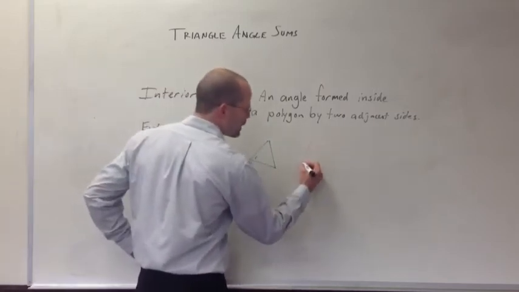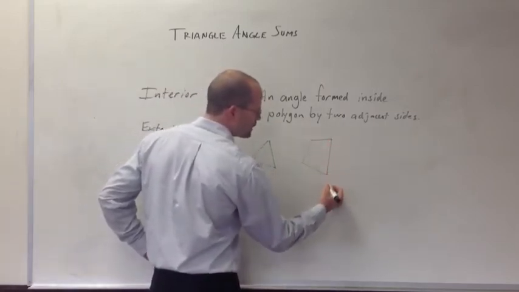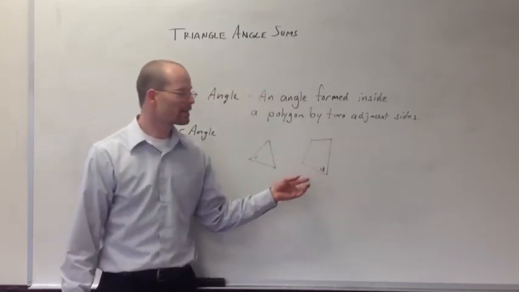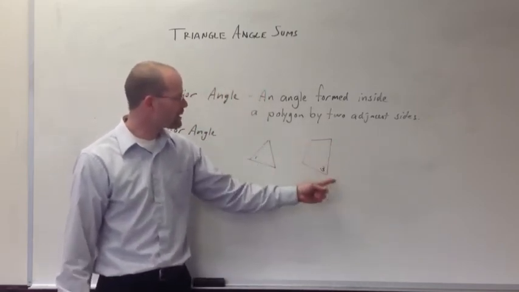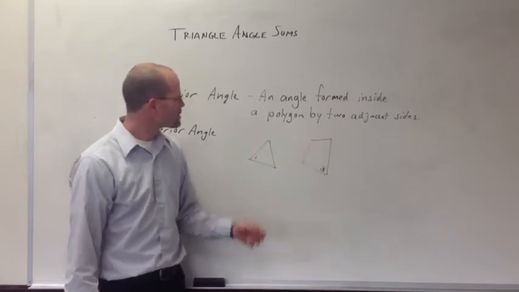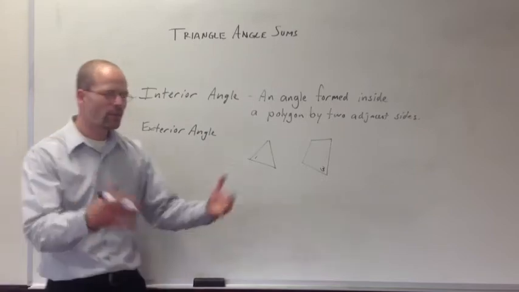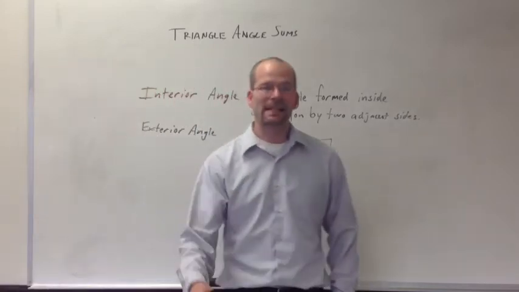If we were talking about a quadrilateral, and I want to talk about this angle, angle 3, that's also an interior angle in this quadrilateral, because it's formed by two adjacent sides. So an interior angle is an angle formed inside a polygon by two adjacent sides, no matter what kind of polygon, no matter how many sides it has.